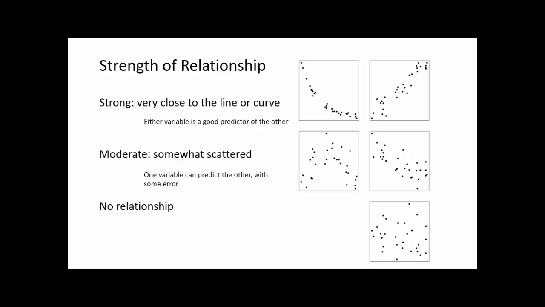And then the last kind of strength we would want to talk about is a no relationship strength, where there's lots of scatter of the points all around. And again, the idea here is that there's really no relationship at all between these two variables. One cannot be predicted from the other at all, so that we wouldn't be able to use any of the nice techniques that we would have for making predictions.